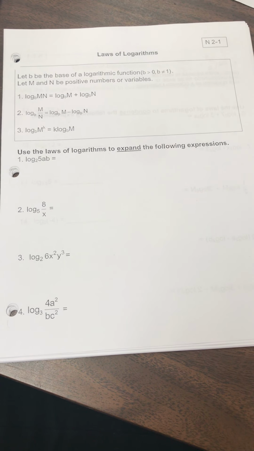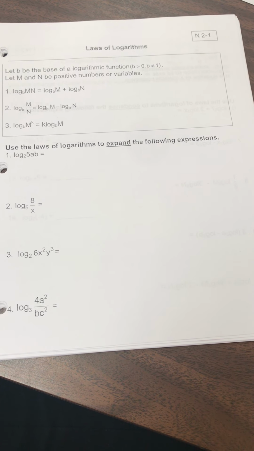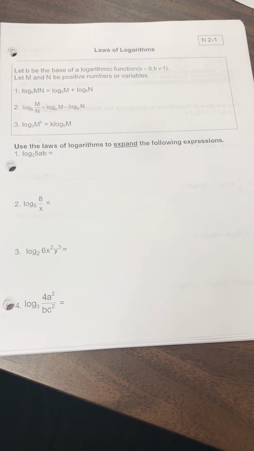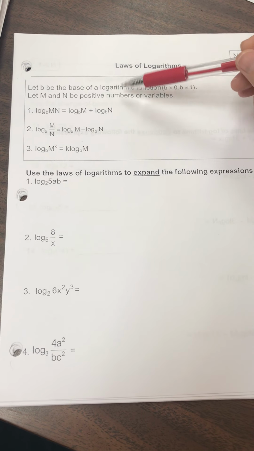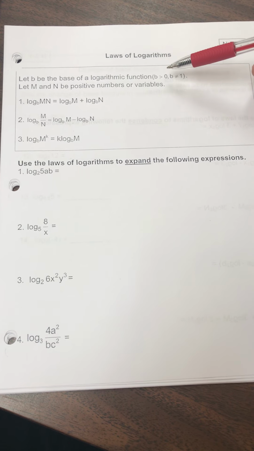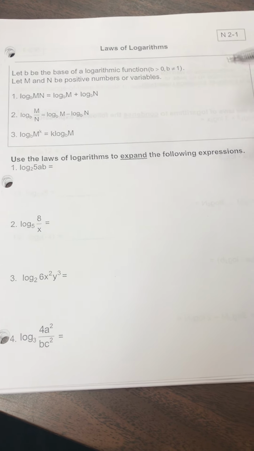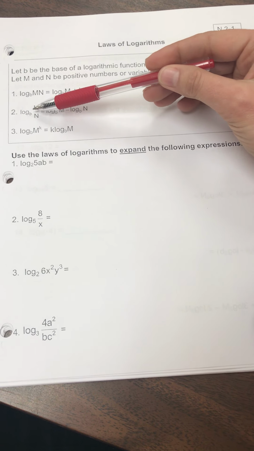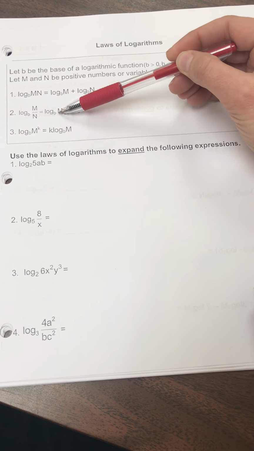All right, so here are the notes for 2-1. We're talking about the laws of logarithms. It says let b be the base of the logarithm function, where b has to be greater than 0 and it cannot be equal to 1. See this little bitty number right here, that's called your base, that little b.